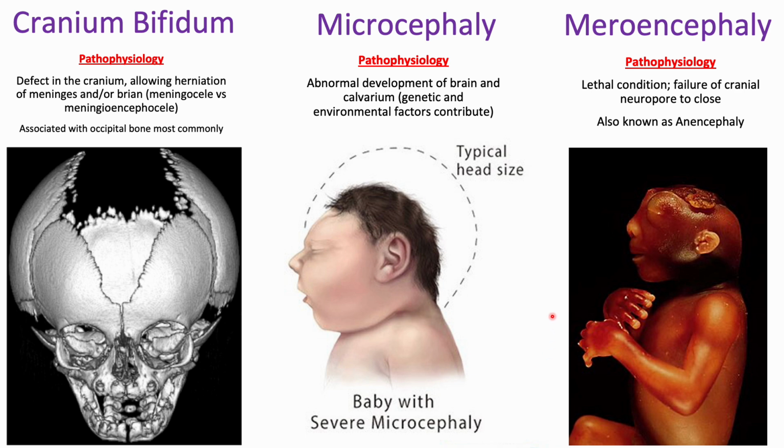Next, we have what is also known as anencephaly, and this is kind of the most severe form of poor brain development. It will always be fatal. It's a lethal condition. This is failure of the cranial neuropore to close. So this causes lack of skull development and also lack of the brain formation to fully finish. And that is why this is a lethal condition in utero.